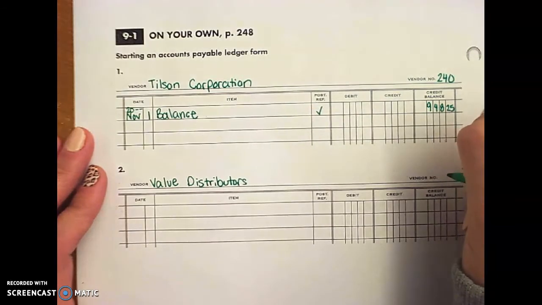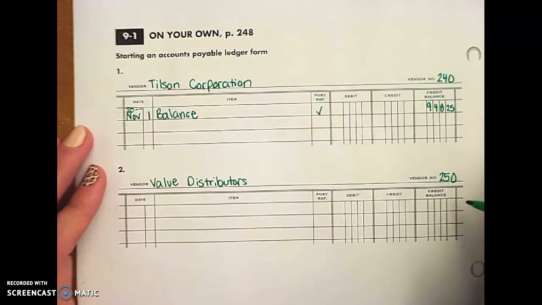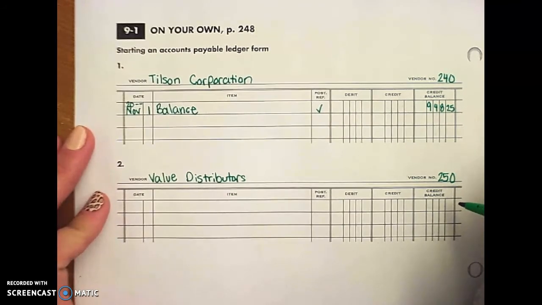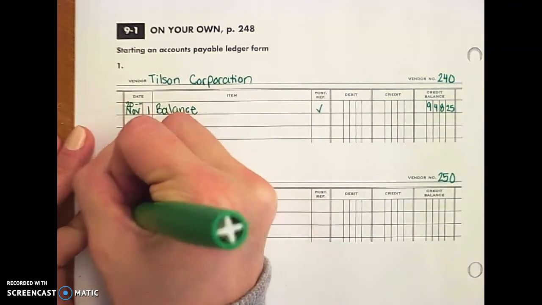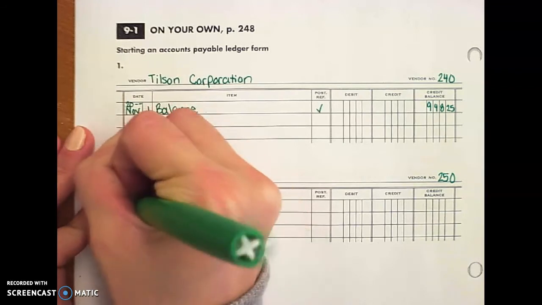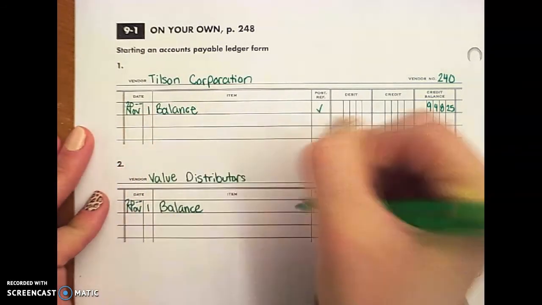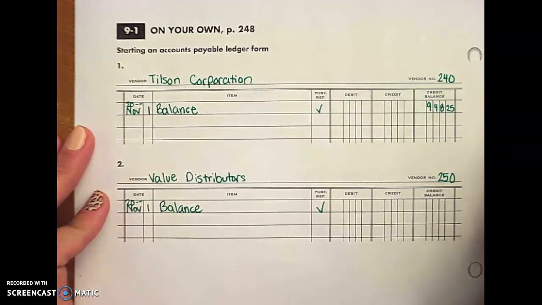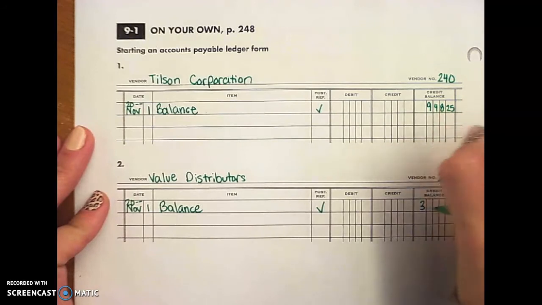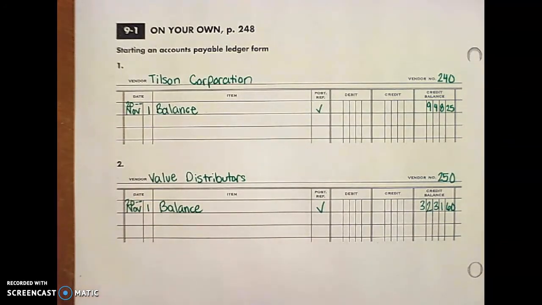The account number, this was 250. These are going to be listed in order as well. They should go by tens, same as our other accounts. And November 1st. Check mark since we're just bringing the balance forward. And this will be the credit balance of $3,231.60.